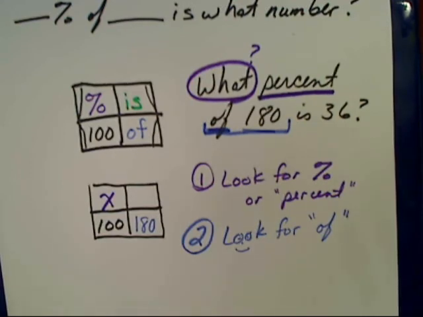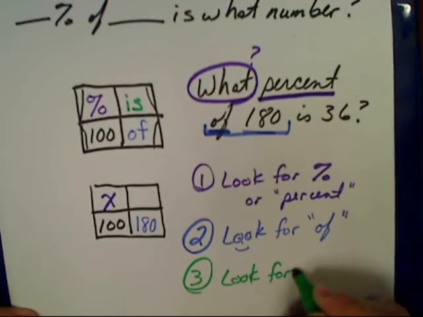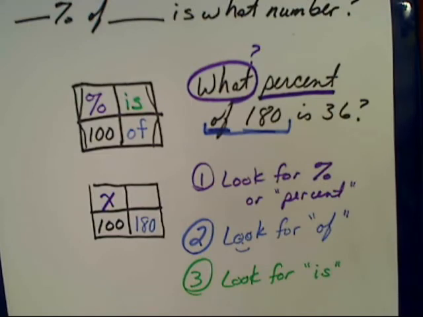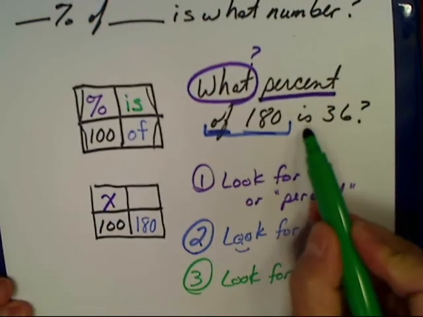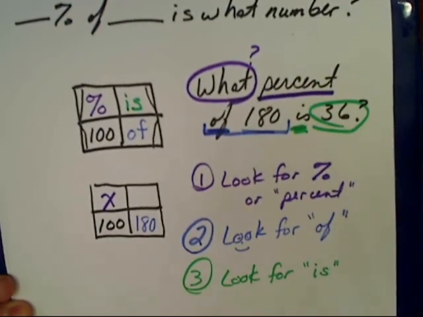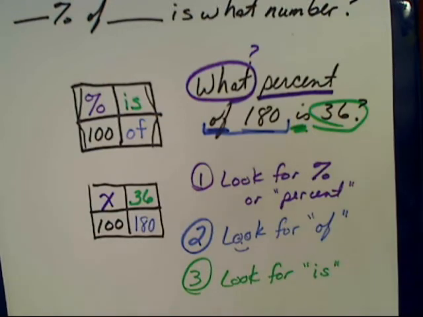Finally, I look for the is. And any number that's either before or after the is going to be my is number that hasn't been used yet. Here's my is, here's the only number I haven't used yet, so that goes in my is box. That's how you set up the box.